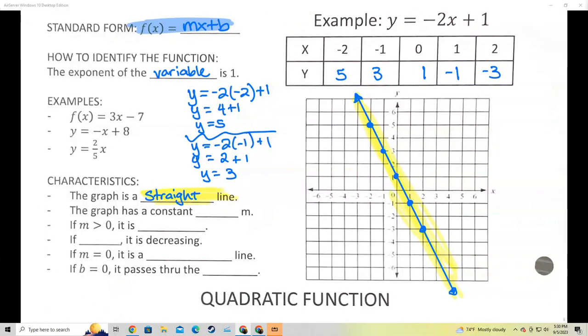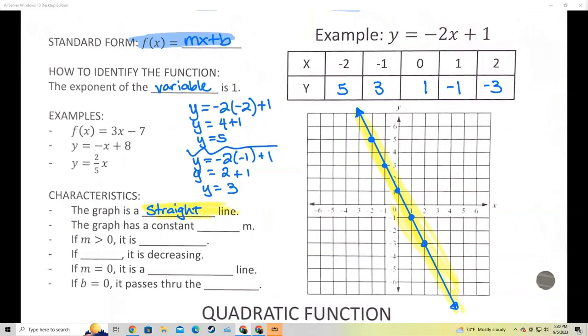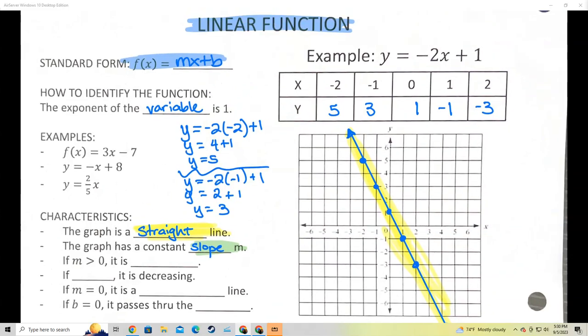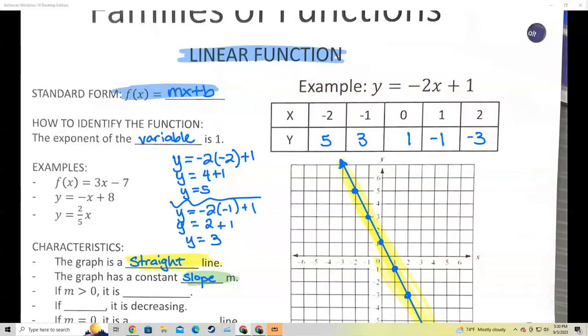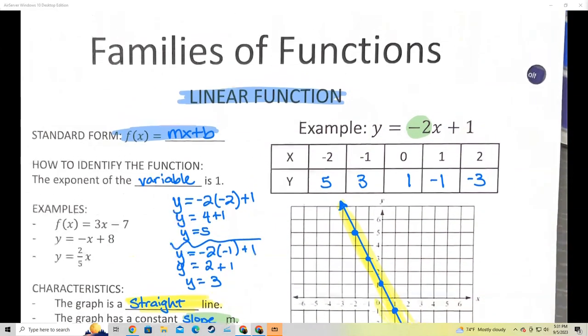The graph has a constant, and we talked about this word, I think, earlier. It has a constant slope, which we use the letter m. And again, this should be review. If you look at the equation that we have over at the top, my slope is going to be that number in front of the x, which is going to be -2. So let me write down a couple of things just to remind you.